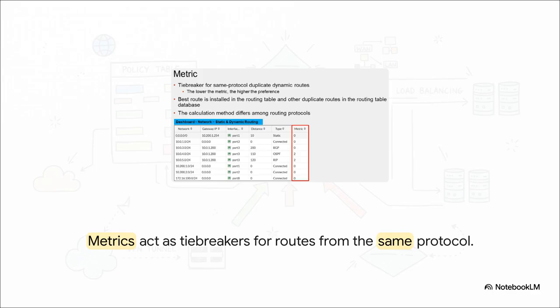Let's say you've got 2 OSPF routes tied at a distance of 110. Well, that is where metrics step in. Metrics are intra-protocol tiebreakers. So for OSPF, the metric is cost, which is based on bandwidth. For RIP, it's the hop count. And the rule stays the same. The lower metric wins and gets installed in the routing table.